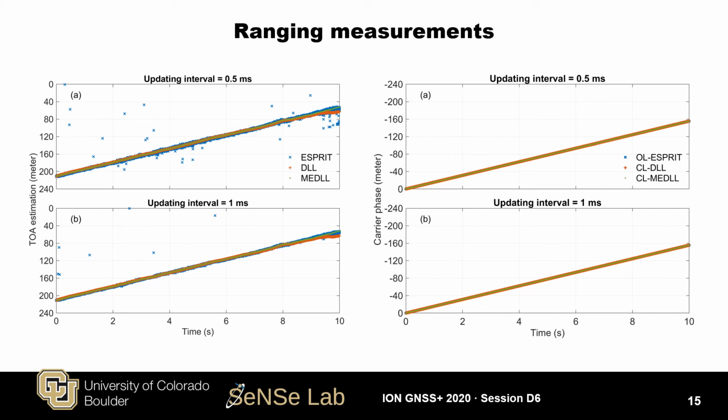ESPRIT, without application of a loop filter, suffers from numerous large biases in the TOA estimations. When compared to the other two closed-loop methods, the number of large biases is effectively reduced by increasing the update interval to 1 millisecond. The TOA estimations provided by the DLL deviate from those obtained from ESPRIT and MEDLL, especially for the last 2 seconds, due to the harsh multipath conditions.